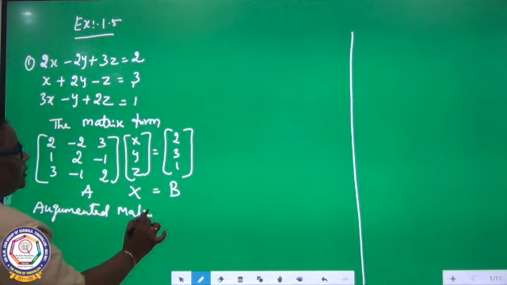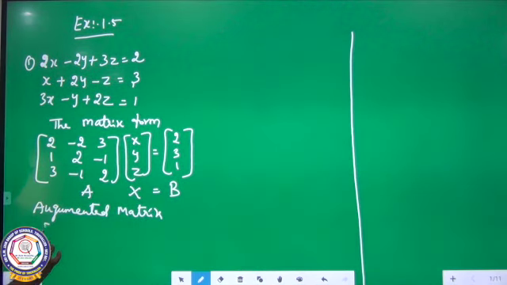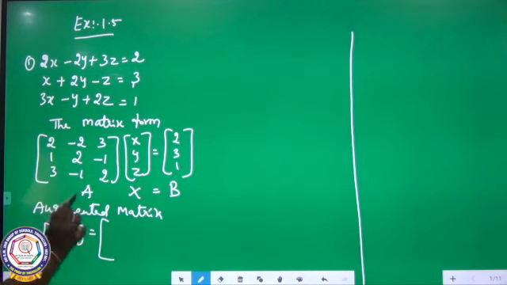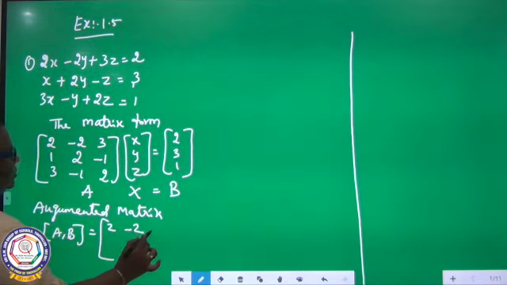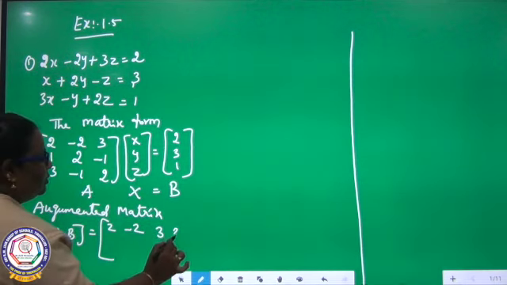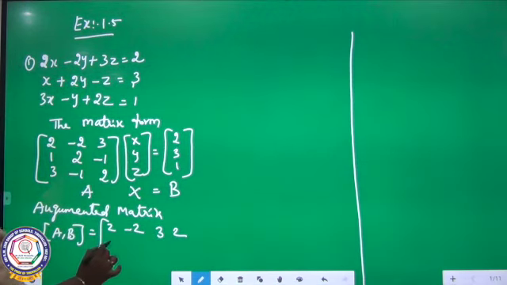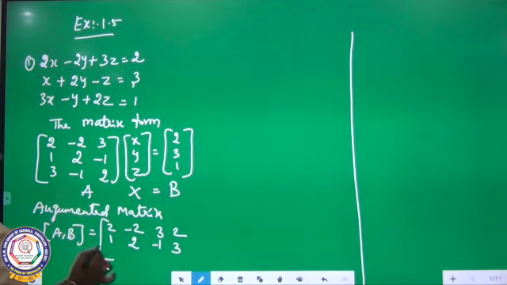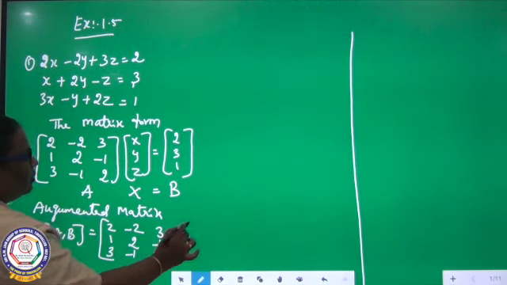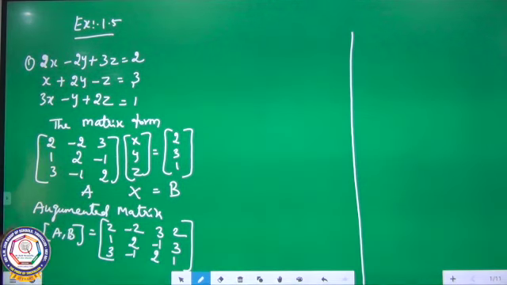Augmented matrix means you can write both A and B. What is the A value here? 2, minus 2, 3. What is the B value? 2. The same thing: 1, 2, minus 1, 3. 3, minus 1, 2, 1. So we can compare A and B. It is nothing but an augmented matrix.